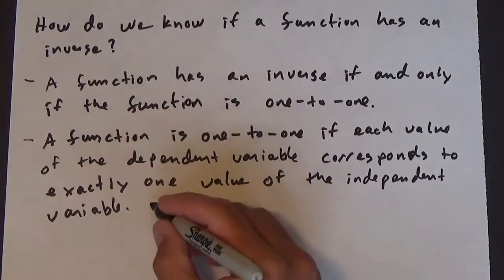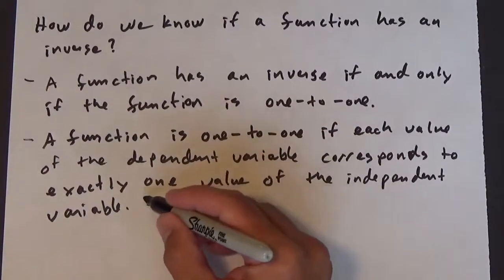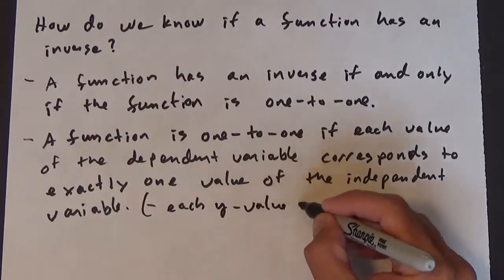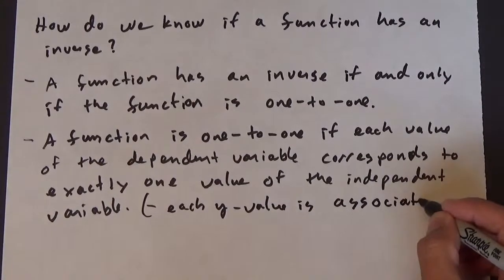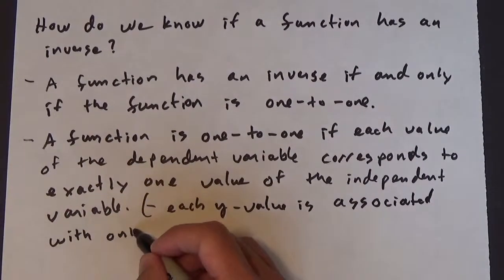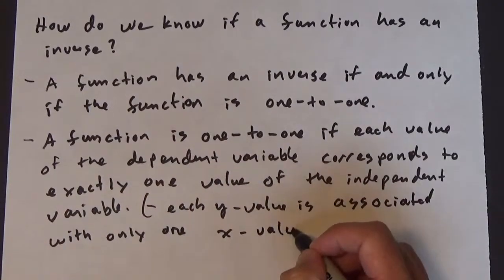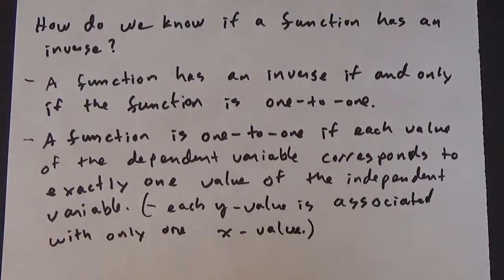So let's write that down. Okay. So put this in parentheses maybe. Each y value is associated with only one x value. Yeah, that makes sense. So each y value is associated with only one x value.